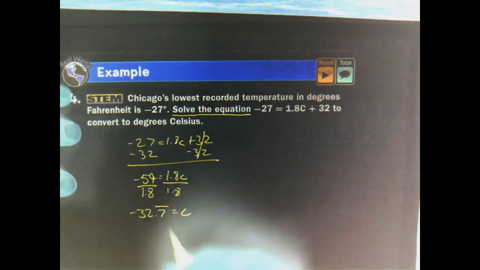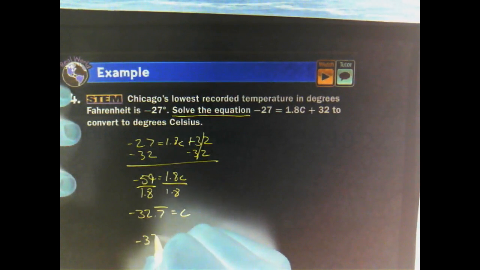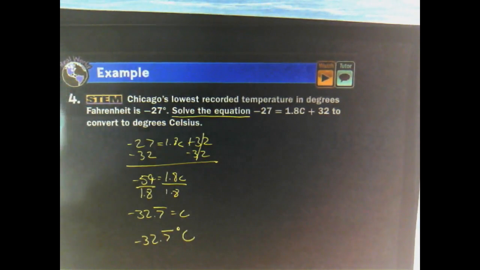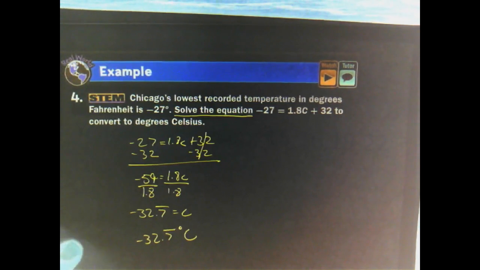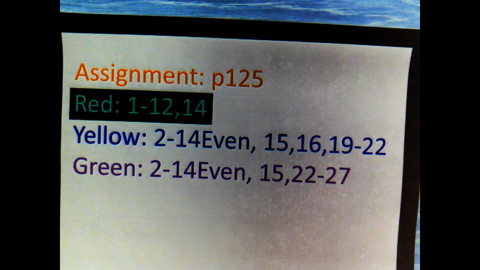And remember our label should be in degrees Celsius. So let me rewrite it. Degrees Celsius. So those word problems, pretty straightforward, pretty simple. Do what it says. Solve the equation. There's the equation. Solve it. Not too much there. Then here is your assignment.